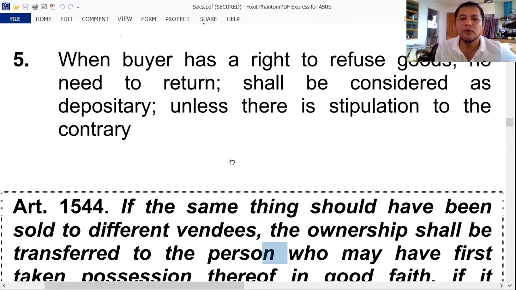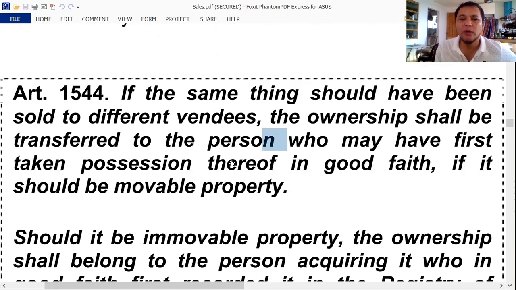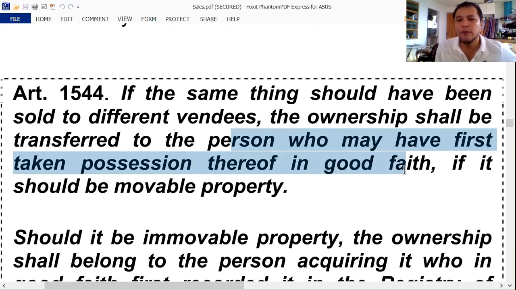So let's go to Article 1544. According to the law, if the same thing should have been sold to different vendees, meaning two different buyers, the ownership shall be transferred to the person who may have first taken possession thereof in good faith, if it should be movable property. So this is the rule as to who is the owner of a movable property when it is sold to two different persons. There must be good faith, because if there is bad faith or deceit, then the ownership will not pertain to this person.